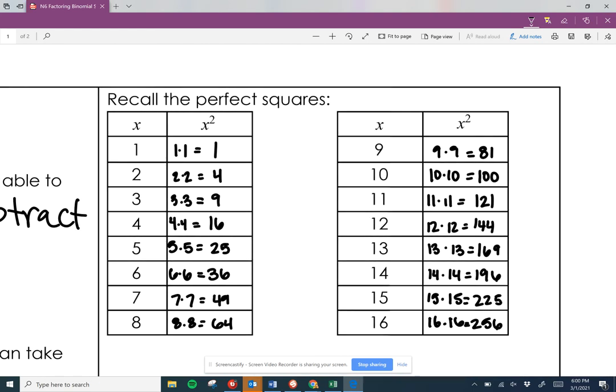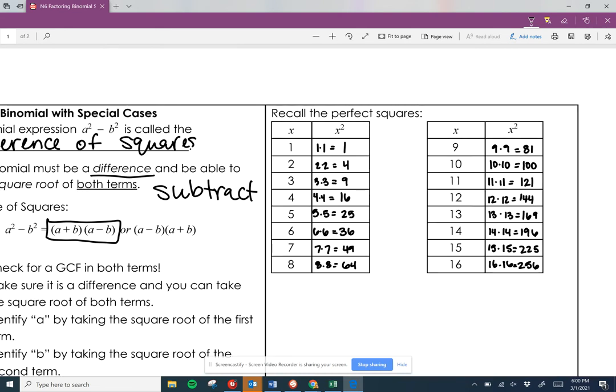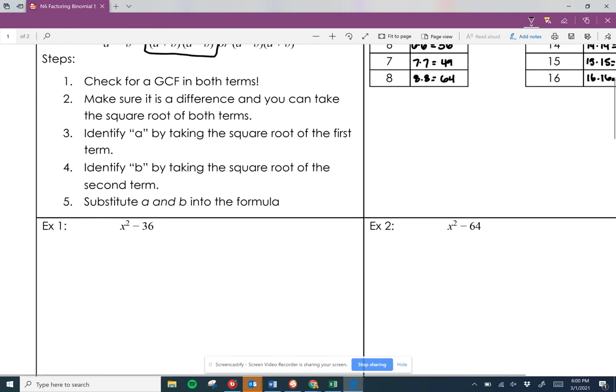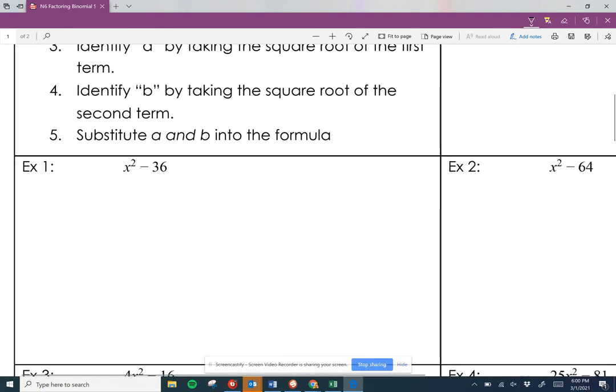We're looking at that number that we have in the equal sign. Okay, so here, number 1, the first thing we're going to do is make sure if there is a GCF or not. Here you can see we do not have a GCF. There's nothing except 1 that we can divide both of these out of. So we're going to take the square root of x squared, and that is going to be our a value. Then for our b value, we're going to take the square root of 36.